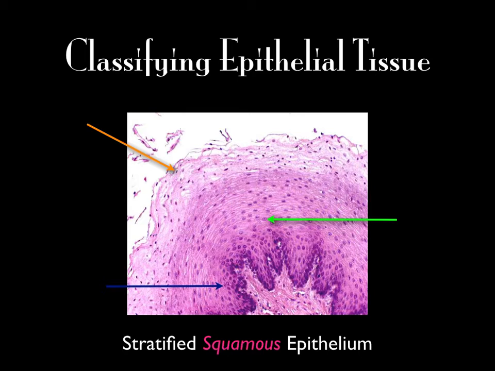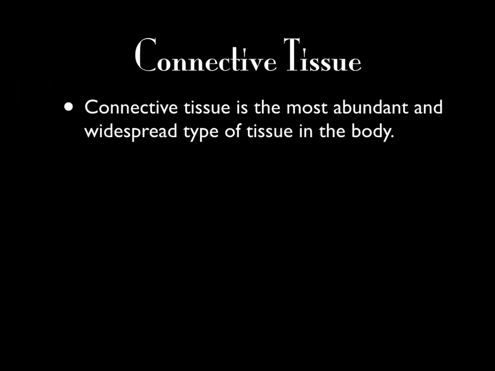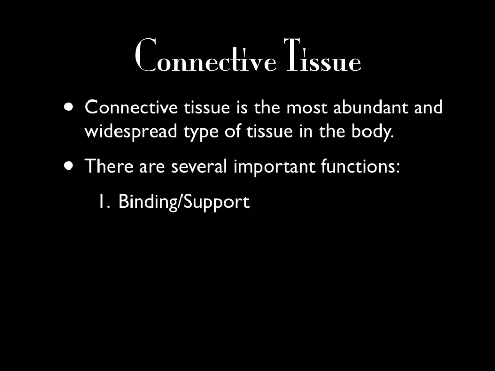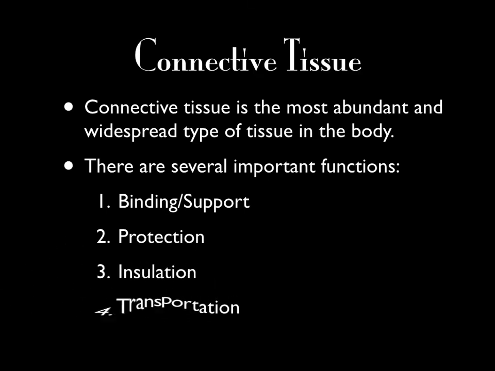Alright, at this point, we are going to skip through the specific epithelial tissues that you find in your notes and move on and begin talking about connective tissues. Connective tissue is the most abundant and widespread type of tissue in the body, and it has several important functions, including binding and support, protection, insulation, and transportation. One of the connective tissues that you'll look at is adipose tissue or fat tissue, and its functions include both protection and insulation. The other functions that you see listed here are functions that you'll see in more detail when you begin looking at the specific connective tissues.